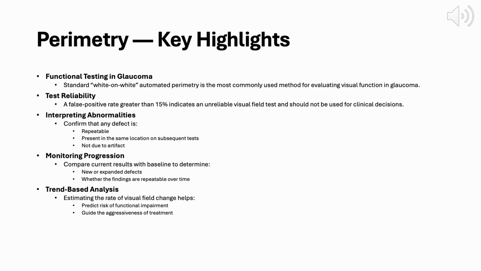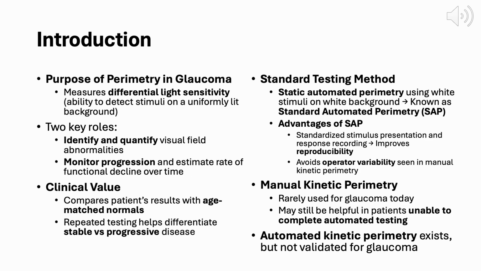Monitoring progression involves comparing the current results to a baseline. You're looking for new or expanded defects and whether the findings are consistent over time. Consistency and trend are key in deciding whether the disease is progressing. Lastly, trend-based analysis. This helps us estimate the rate of visual field loss. That rate can help predict a patient's risk of future functional impairment and guide how aggressive we need to be with treatment.